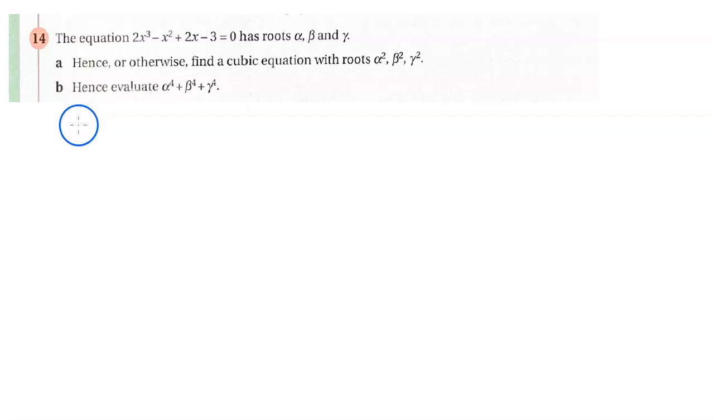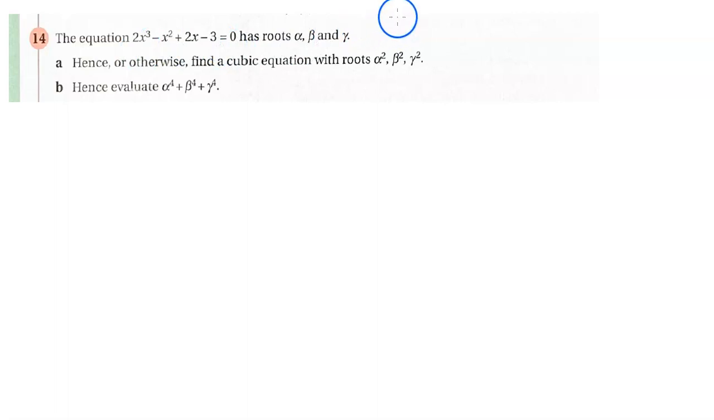Alright, question 14 of the exam style questions in the polynomial section. The equation 2x cubed minus x squared plus 2x minus 3 equals 0 has roots alpha, beta, and gamma. Hence or otherwise find a cubic equation with roots alpha squared, beta squared, gamma squared.